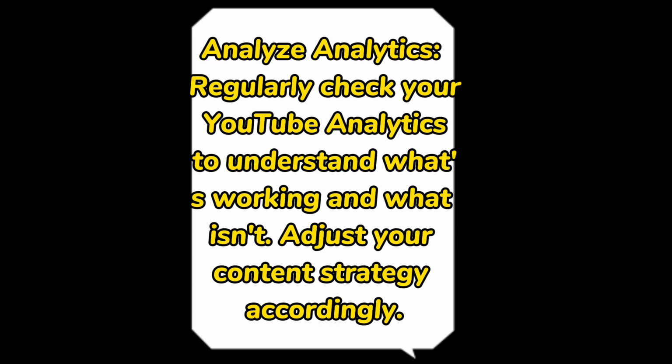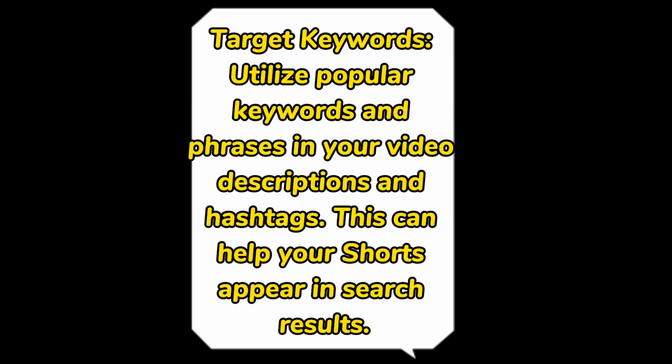Analyze analytics. Regularly check your YouTube analytics to understand what's working and what isn't. Adjust your content strategy accordingly. Target keywords. Utilize popular keywords and phrases in your video descriptions and hashtags. This can help your shorts appear in search results.